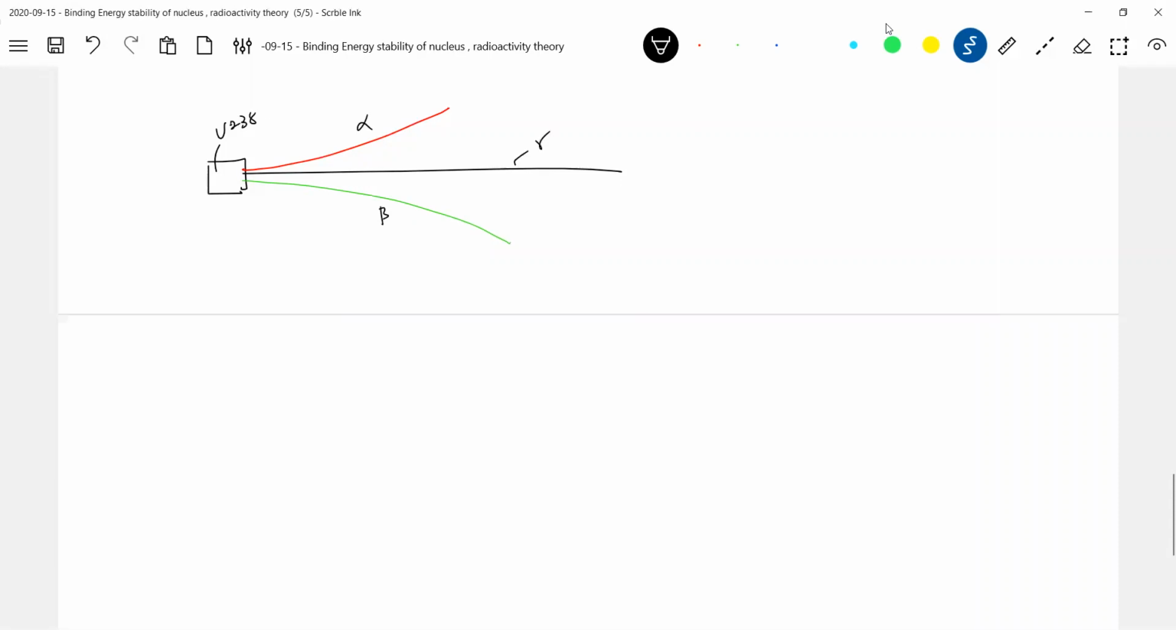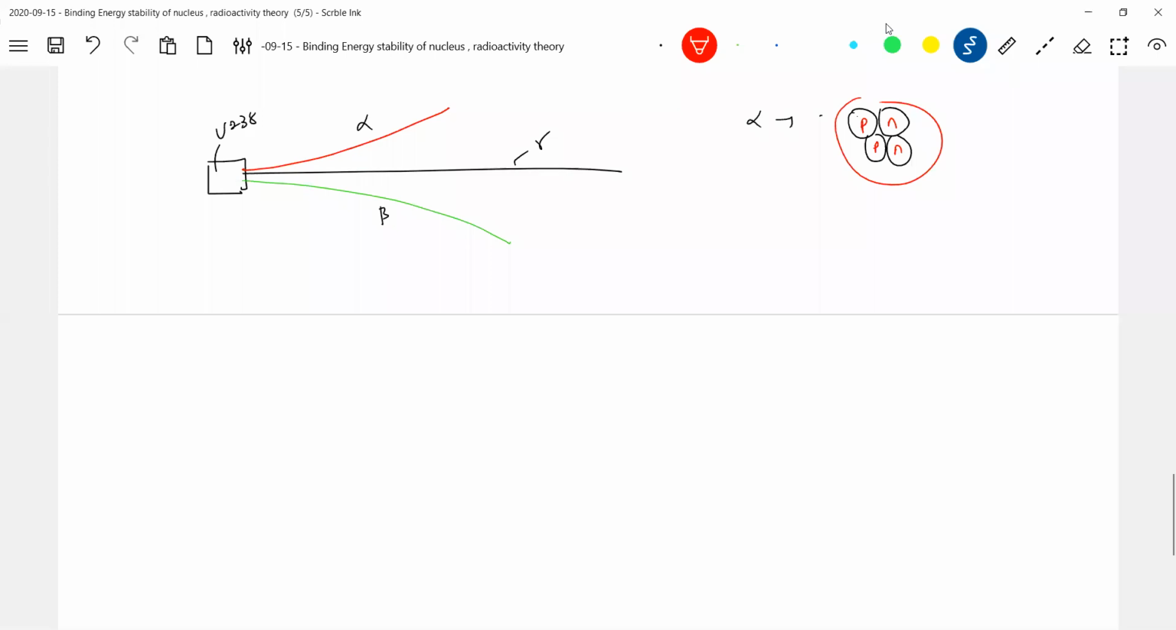So what is the alpha particle? An alpha particle consists of 2 protons and 2 neutrons. It's not like they combine outside. From inside the nucleus only, this alpha particle will emerge.